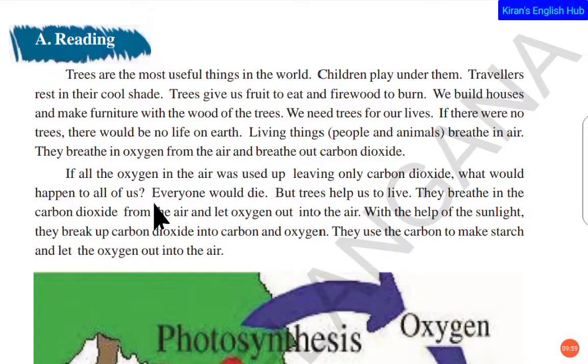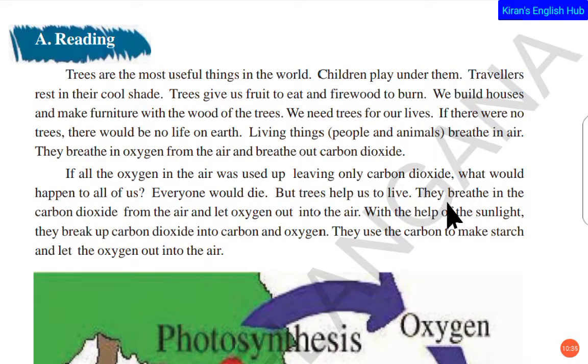Okay, so usually trees take the carbon dioxide, right? So if trees don't take carbon dioxide, if they only give the oxygen, and if the oxygen is over, and if the carbon dioxide levels are increasing in the climate, what would have happened? That would have been a very dangerous thing, because even the oxygen gets contaminated with the carbon dioxide, and again we humans might have to breathe the very polluted and toxic air. Everyone would die. So with the toxic air, everyone would die.